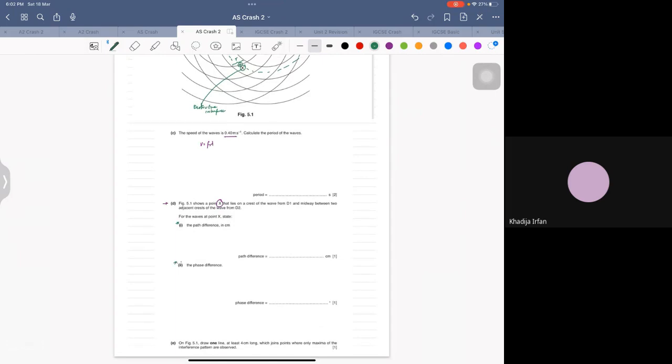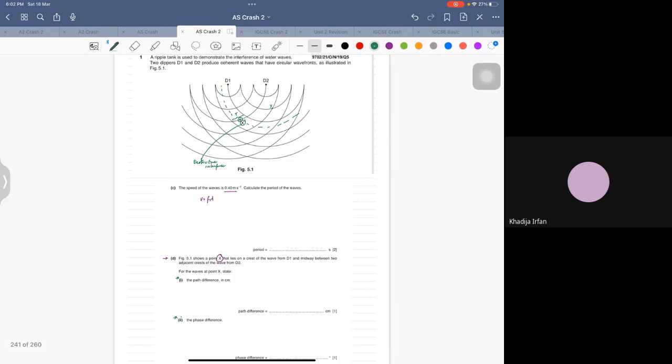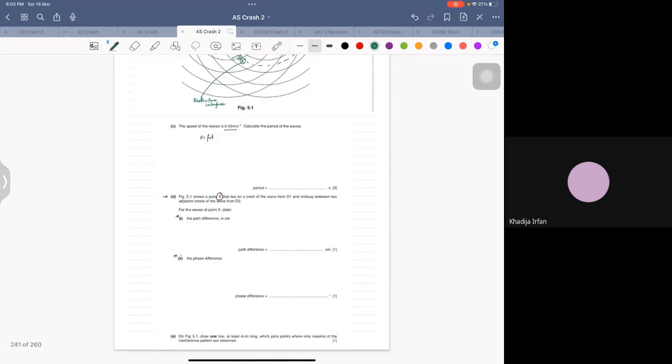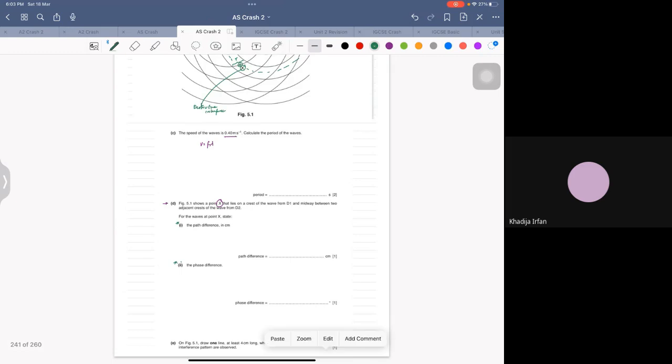Anyway, now think about this way. The angle that you are seeing right now could be multiples of 180 degrees, because 180 degrees is the difference. So whenever they ask you if there is a phase difference, that's 180 degrees.